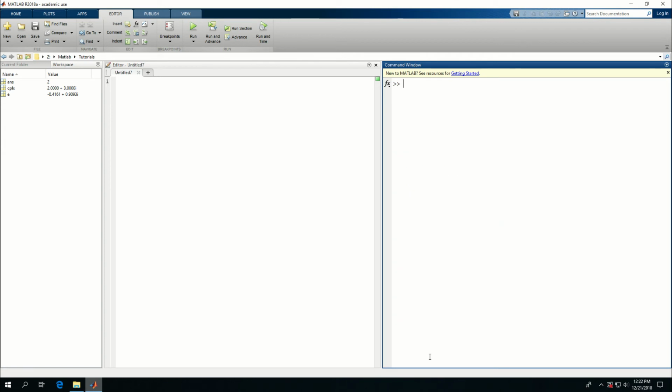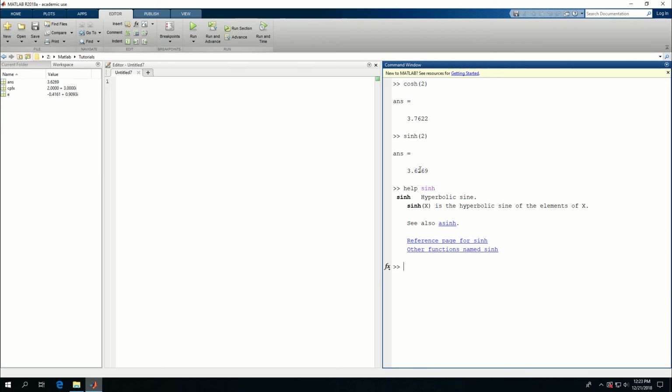So these are some of the functions that we would be using in the scripts: sine, cos, tangents, atangents, or arctangents. You can also do cosh of a number, which is hyperbolic cos, and sinh of a number. And if you don't know what they are, you can just do help sinh, which is the hyperbolic sine of the element x. And you can also do asinh, which is the arcsinh.